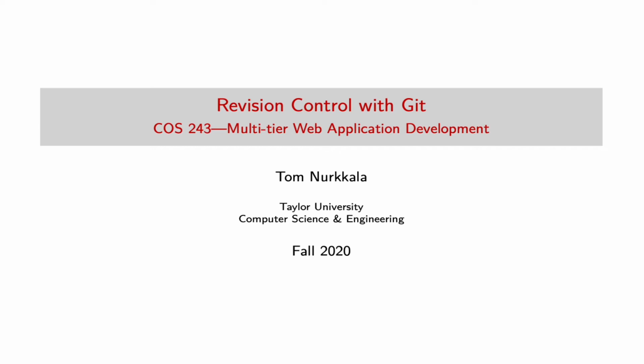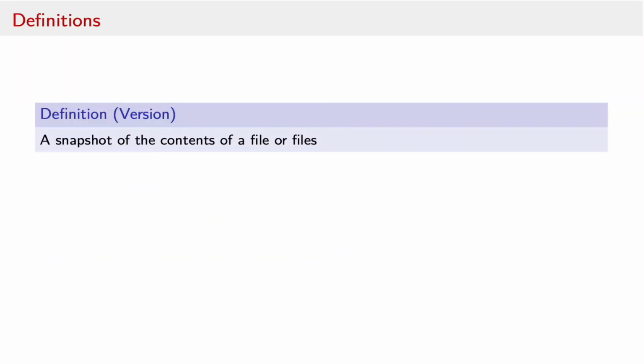We're going to look at revision control sort of generically, but in particular, we're going to look at using the Git system for revision control. So by way of introduction, here's just a definition. A version is just the snapshot of the current contents of a file or multiple files. Again, to the idea of using version control for software development, it's basically just the contents of the source files that make up your project at any given point in time.